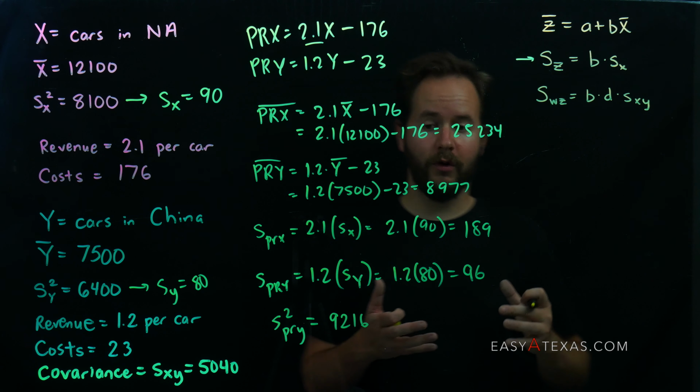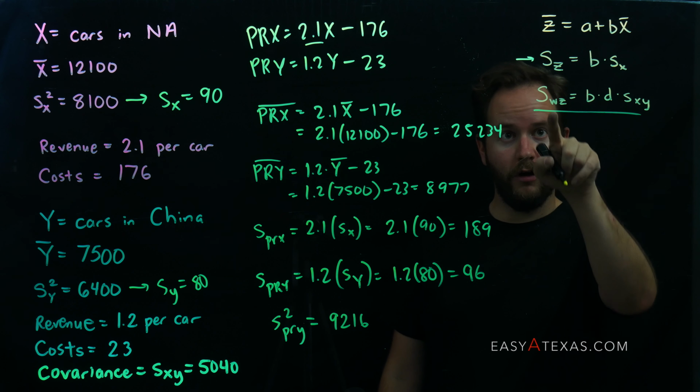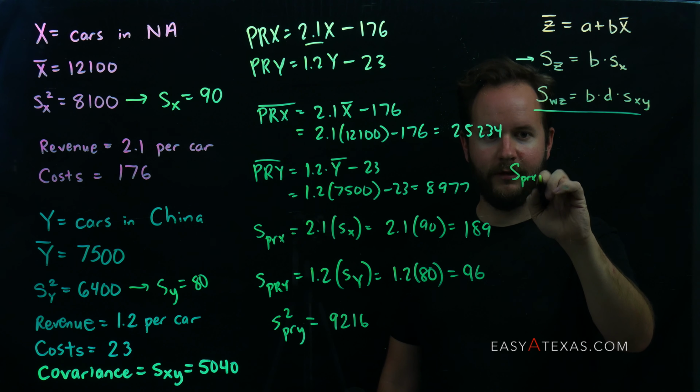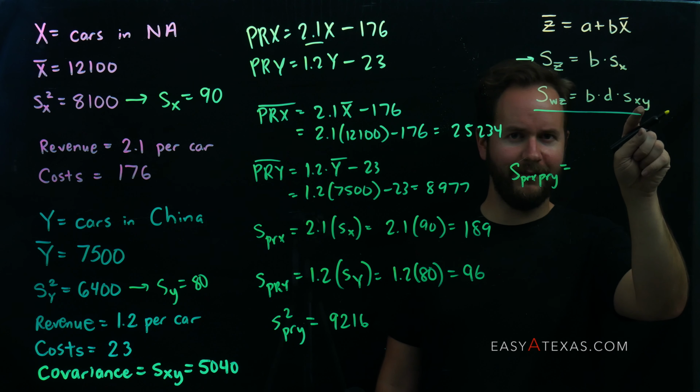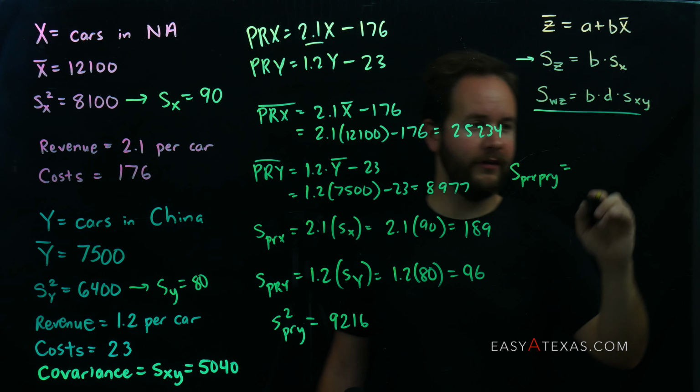Okay, lastly, we have to wrap up with covariance. This is the last formula we're going to use. The covariance of the two profits, so we'll say S, PRX, PRY, equals B times D times S sub XY. S sub XY is the covariance given way back over here. So our covariance is 5040.